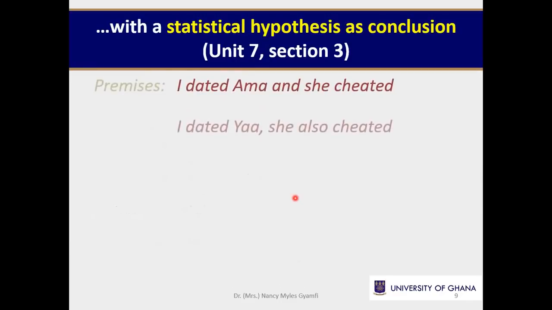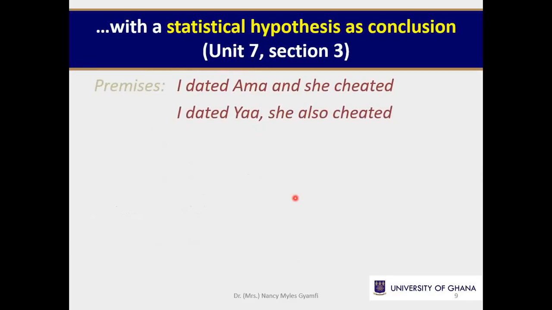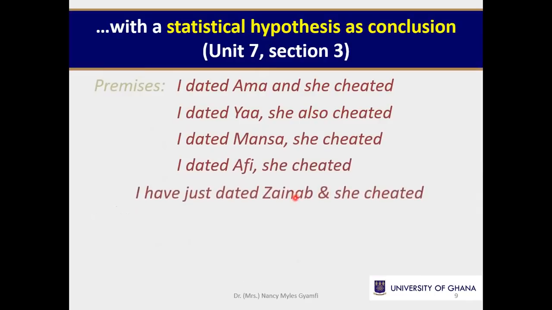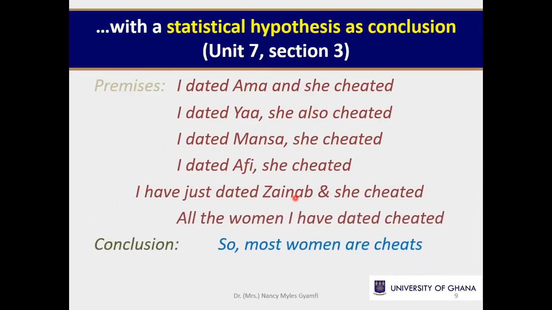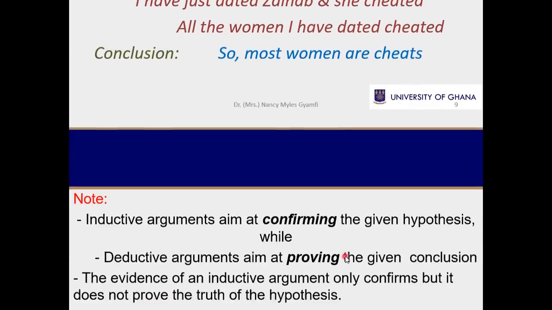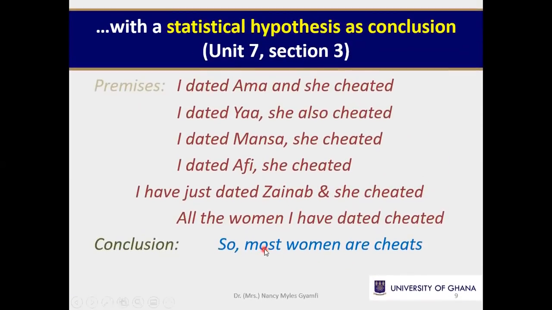Then an example that shows a conclusion that is what? A statistical hypothesis. And that is rolling on your screen. I think I only repeated what we saw over there. Look at the conclusion now. I dated Amma and she cheated. I dated Ransa, all of them. They all cheated. Therefore, see what the person says. Most women are cheats. And conclusion here says, therefore, most women are cheats.